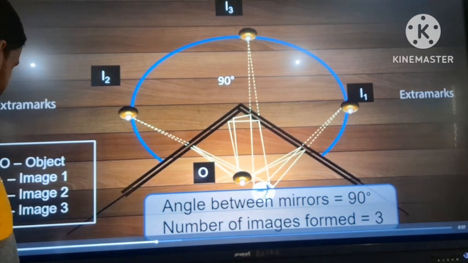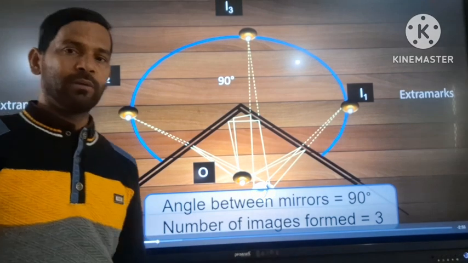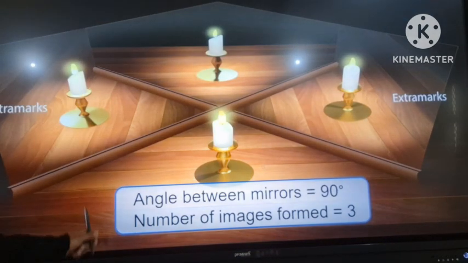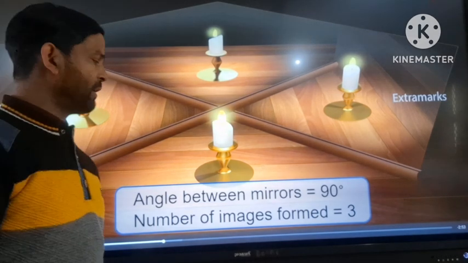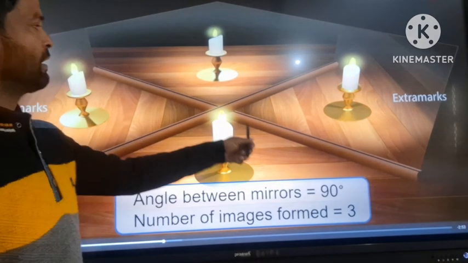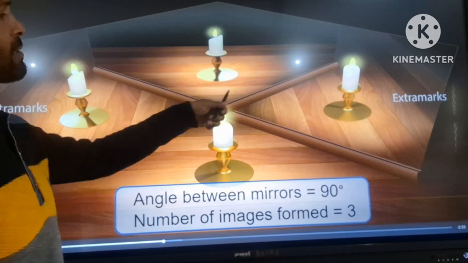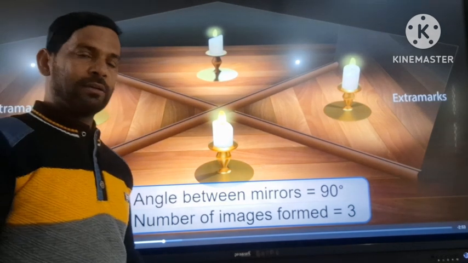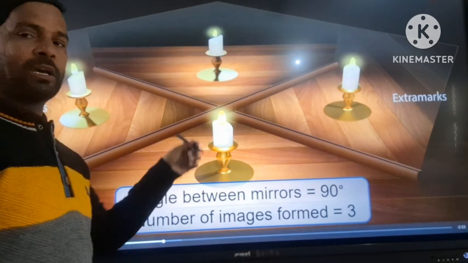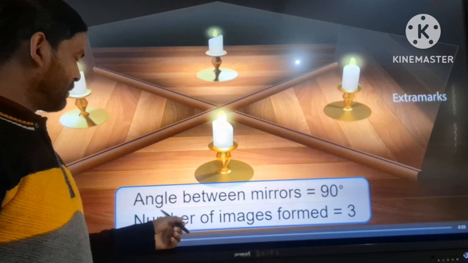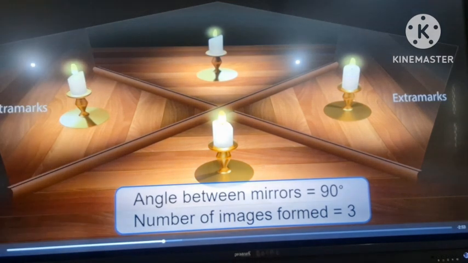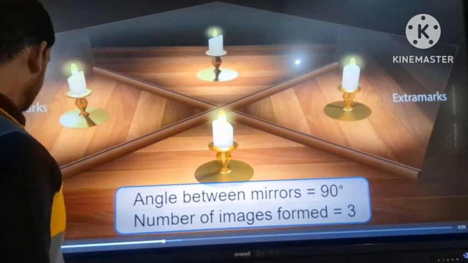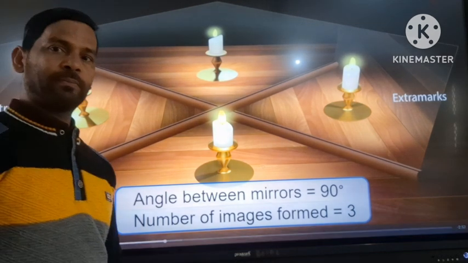So at that particular angle, you get 3 images when the object is placed in front, between the mirrors at 90 degrees. Each mirror at 90 degrees, so it can easily be observed that 3 images are formed, and the angle should be the same. Now move to the other one. What happens then?